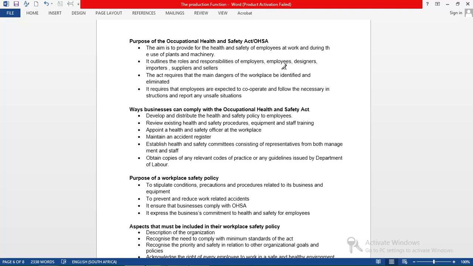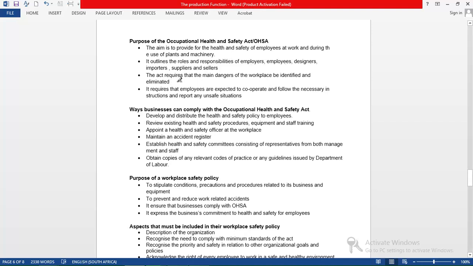They are supposed to make sure that they are trained well. They must make sure that they are careful and cautious whenever they're handling the machines. They must make sure that they are wearing protective clothes before handling any machinery, right? So those are the things that they're supposed to do. Those are their responsibilities and roles.